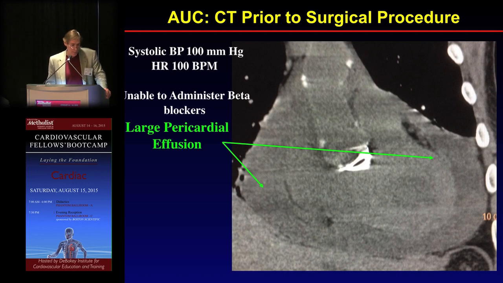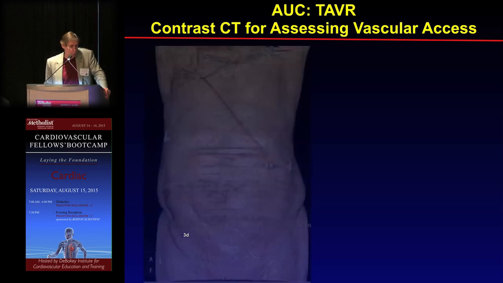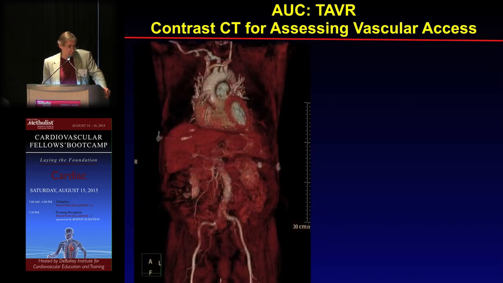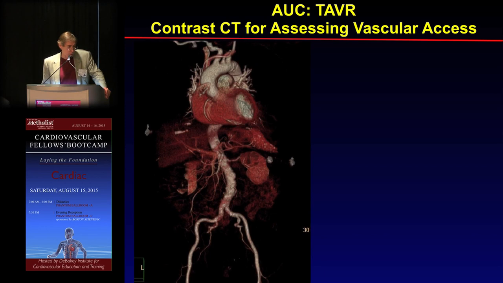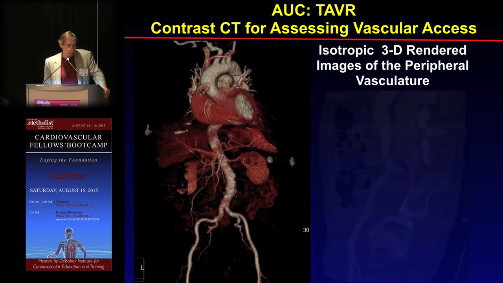But by CT, you can pick up pericardial effusions very readily, both with and without contrast. The other thing I'd like to say in the last minute is that we also use CT to evaluate for TAVR procedures, transaortic valvular replacement. We get very nice pictures of the body. In fact, we can look at the whole aorta and the extremity vessels. These are all isotropic 3D rendered images.